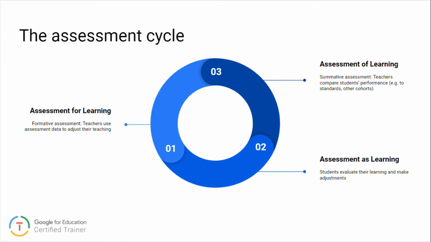And the third type is assessment of learning. This is also called summative assessment, and in this type of assessment, teachers compare students' performance to some kind of benchmark, for example, standards or other groups of students.